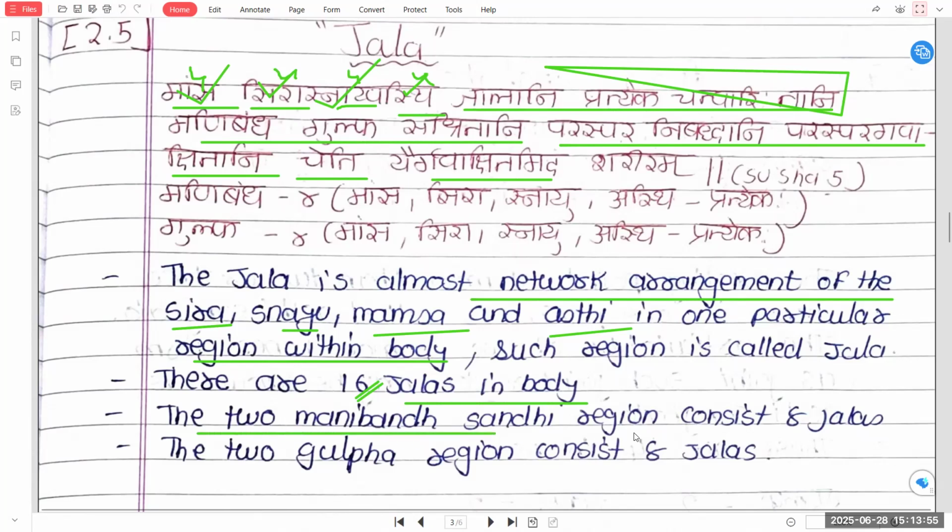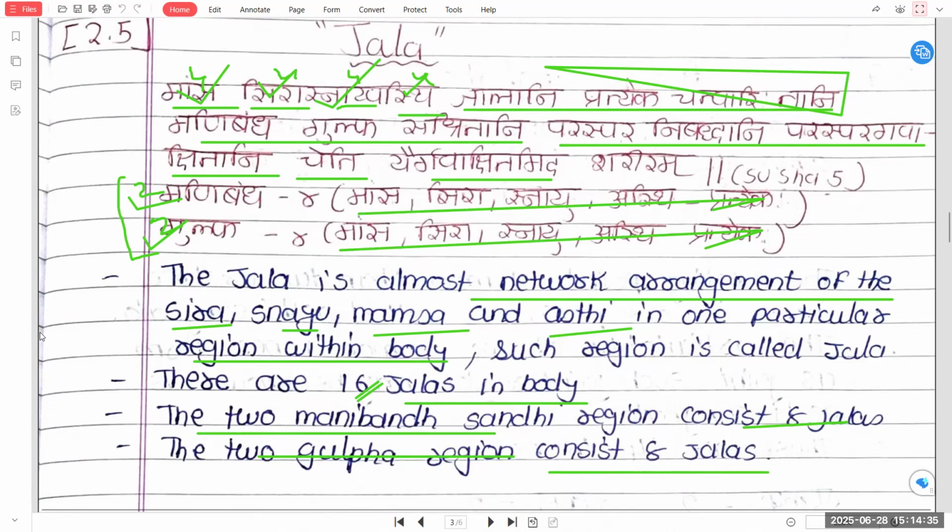The two Manibandha, the region of the joints, consist of 8 Jal, and the two Gulpha regions consist of the remaining 8 Jal. At Manibandha: Mamsa, Sira, Snayu, Asthi, each 4. So, 8 Jal because two Manibandha are there. Okay, Manibandha is the wrist joint. At Gulpha, that is Mamsa, Sira, Snayu, Asthi, each 4. There are two Gulpha because there are two ankle joints. In this way, 8 plus 8, that is 16 Jal are there.